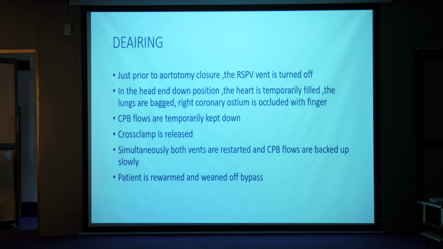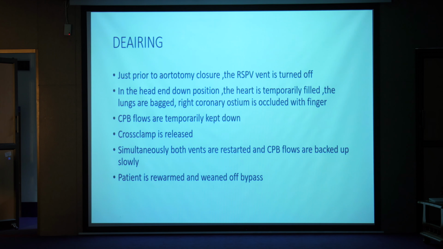Deairing is the most important step in aortic valve replacement, because the heart itself is hypertrophied. Any small insult to it, it's not going to forgive you. Just prior to aortotomy closure, the RSPV vent is turned off. In the head down position, the heart is temporarily filled, the lungs are bagged. The right coronary, because it's in the highest position, is occluded with the finger.